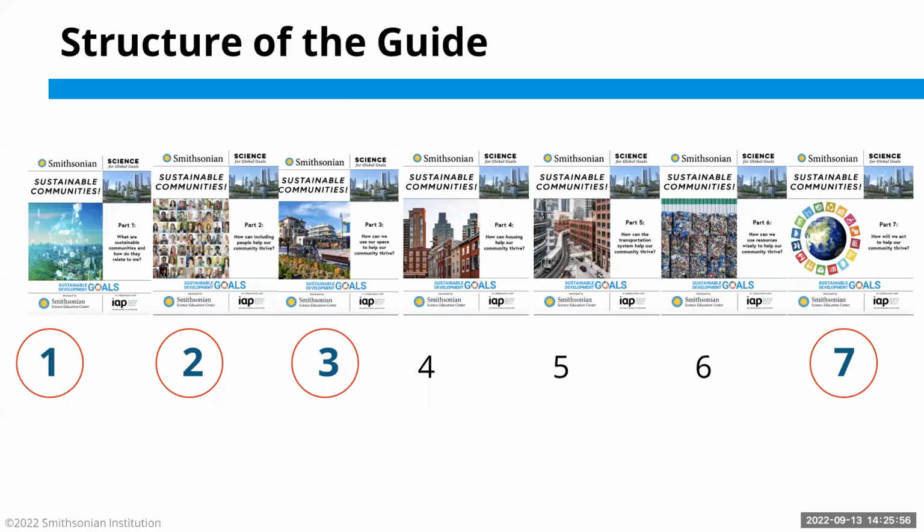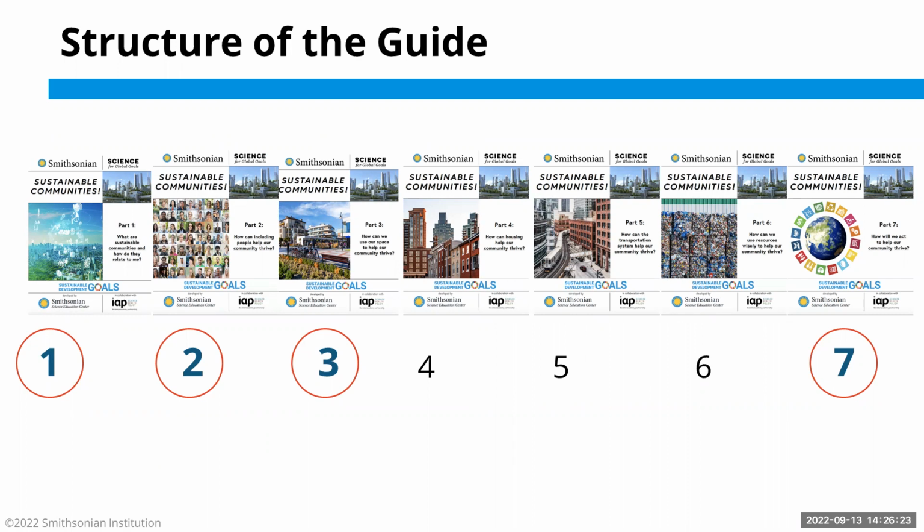During our professional development, we go through tasks from parts 1, 2, 3, and 7 of the guide. Let's go over the different parts now. Part 1 asks us, what are sustainable communities and how do they relate to me? This part will ask students to think about their identity and how they connect to sustainable communities.